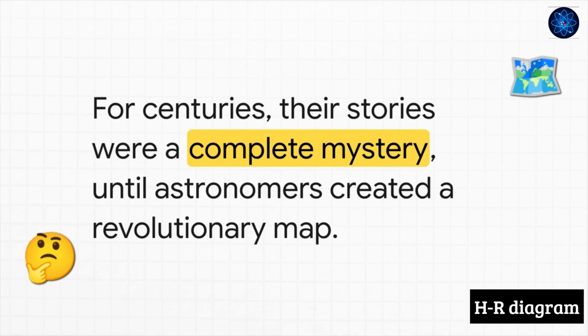And for centuries, that journey was a total mystery. I mean, think about it. How could we possibly understand the life of something that lives for billions of years? It seems impossible, right? Well, the answer came from this revolutionary map. But here's the cool part. It wasn't a map of where stars are in space, it was a map of their journey through time.